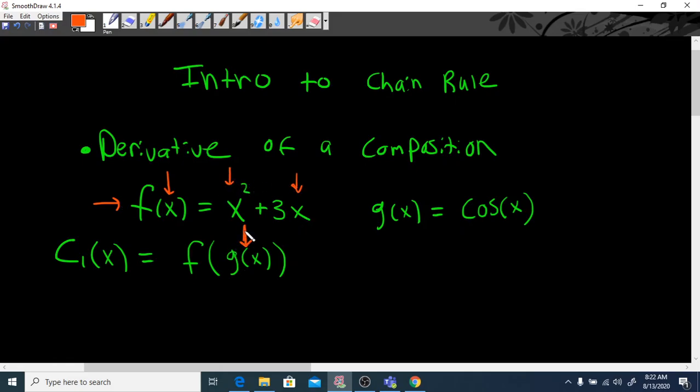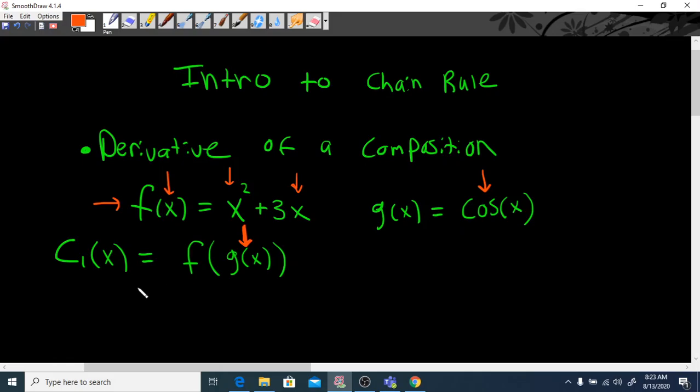Here there's the x, and so we have x here and x here. But we want f of g of x. So g of x is cosine. Basically, all this means is wherever I see an x in f, I'm going to replace the x in f with cosine of x, because g of x is cosine of x.